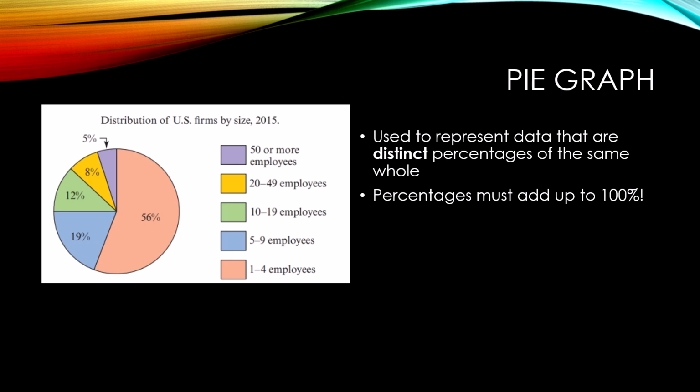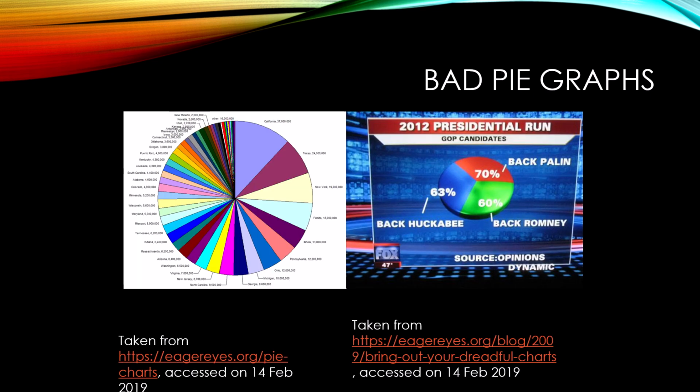So let me show you why I don't like pie graphs. These are two real pie graphs I found online. Here on the right, we have one from the 2012 election. That's a while back, but notice these percentages are not distinct, and they definitely don't add up to 100%. Additionally, we have a pie graph here where it is evenly divided, but who can read this? This is just a mess.